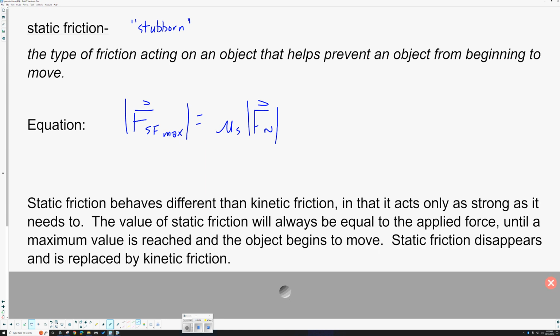And that value is always going to be however hard I push until it begins to move. Well, then I've overcome the force of static friction, it becomes kinetic friction. So static friction behaves differently than kinetic friction in that it acts only as strong as it needs to. The value of static friction will always be equal to whatever force I apply until I reach the maximum value, that 25 newtons in the example that I gave you with the desk, and then it begins to move. Now it's not static friction anymore. Now it's kinetic friction.